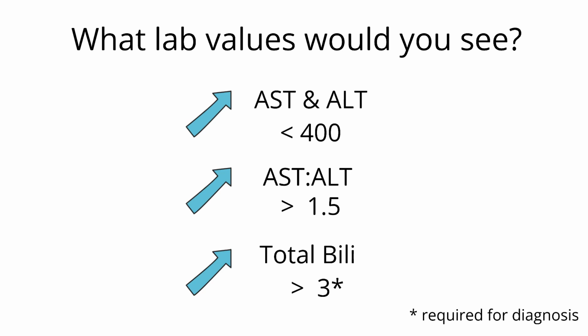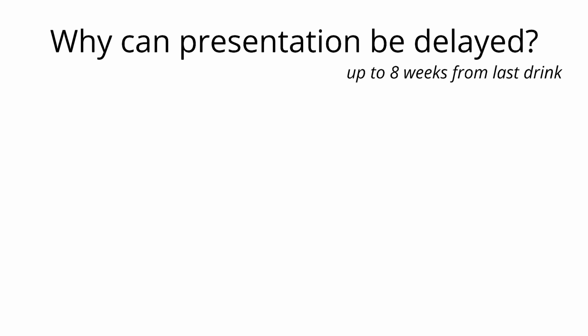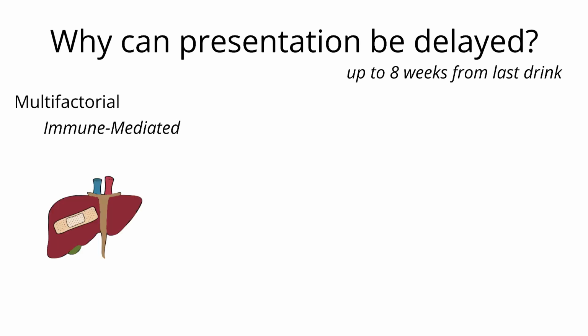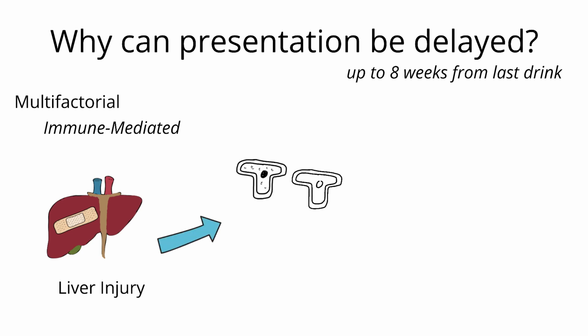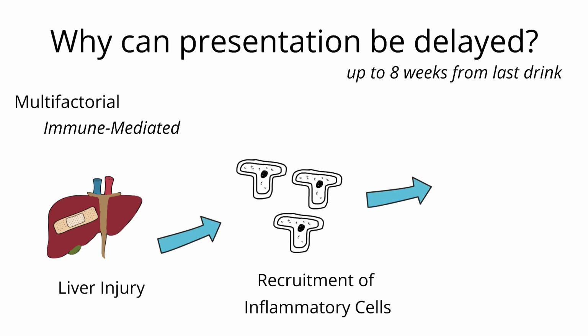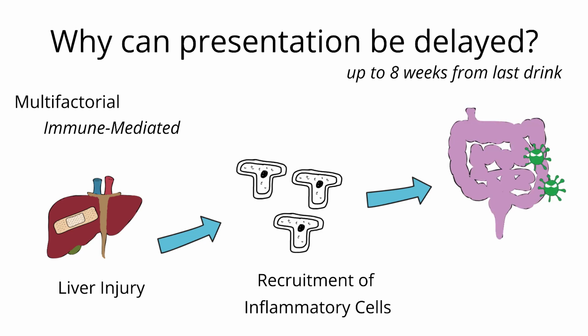Alright, let's move on. Why can the presentation of Alc Hep be delayed up to 8 weeks from the last drink? Well, alcohol-associated hepatitis is a multifactorial reaction that is actually immune-mediated. First, there is an initial insult to the liver by alcohol, which leads to the recruitment of inflammatory cells. It disrupts the gut barrier, leading to bacterial translocation and inflammation. Ultimately, this is why the symptoms are delayed from heavy drinking to presentation.